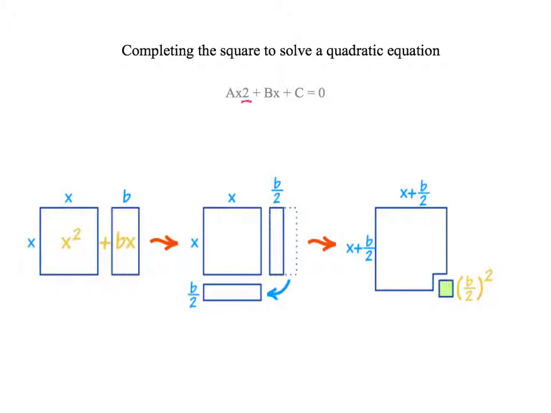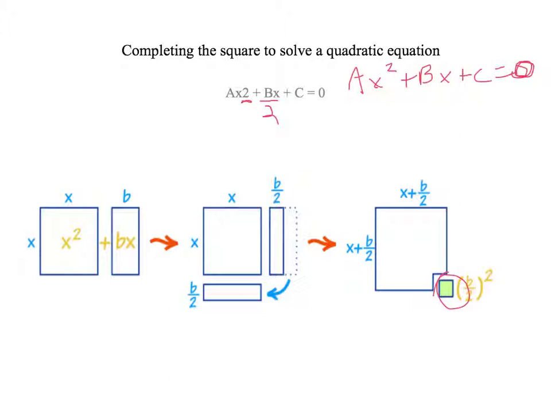So if I have ax squared plus bx plus c equals 0, I want to solve this quadratic equation. And here I've got this little illustration on completing the square. So you can see that you take b and you divide it by 2 and then you square it to get this little piece to complete the square.